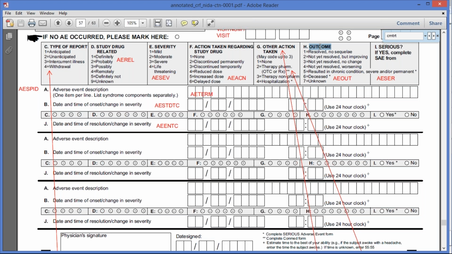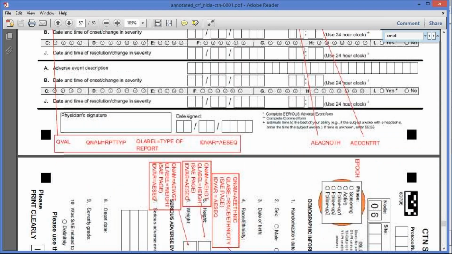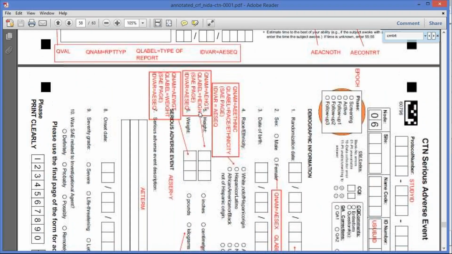If seriousness is not selected, there is no need to complete the serious adverse effect form. So at the end of the adverse effect, you can see the end date. Like this, we collect all the adverse effects. If the adverse effect is serious, we even collect the serious adverse event.